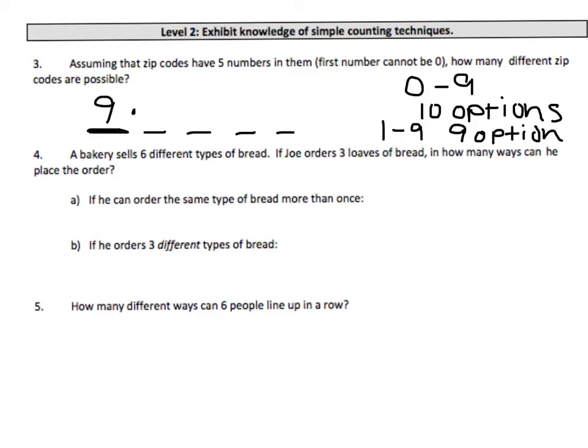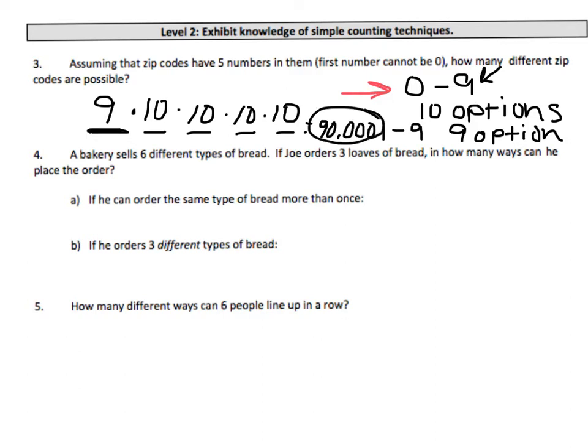In the second blank, I'm going to have 10 different options because that second blank can now be a 0. The third blank could also be 10, same with the fourth and the fifth. So all you're going to do now is multiply 9 times 10 times 10 times 10 times 10, which is going to give you 90,000 different possibilities for zip codes if the first number cannot be 0.